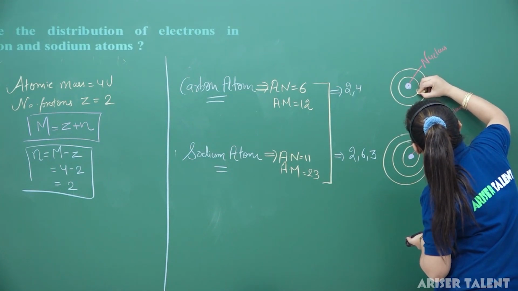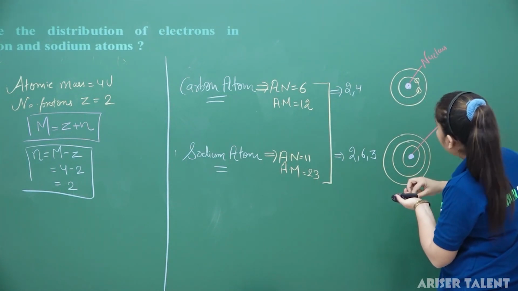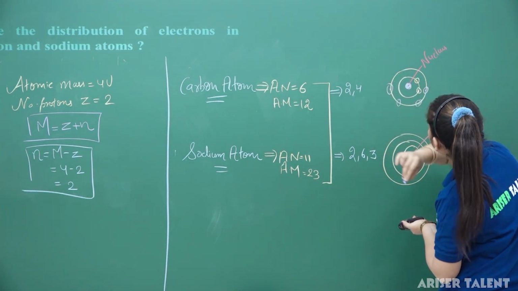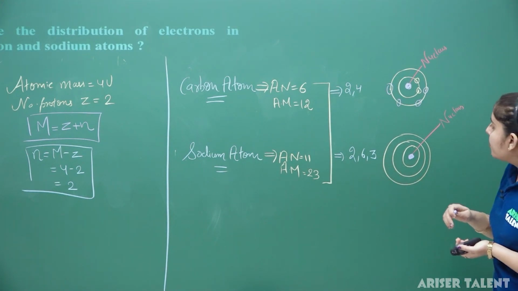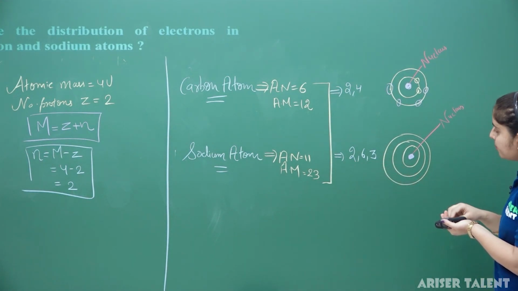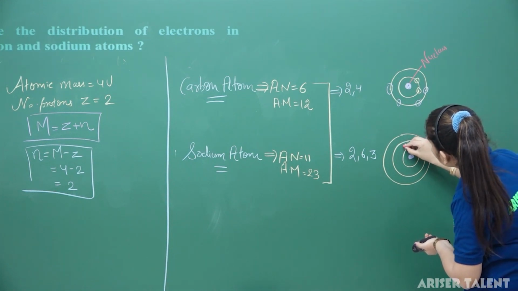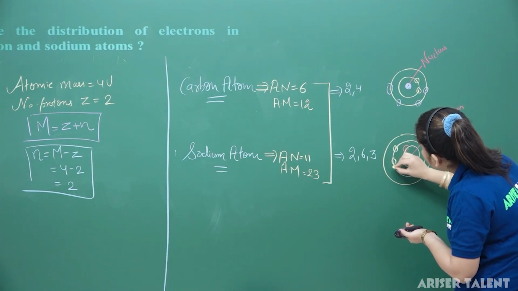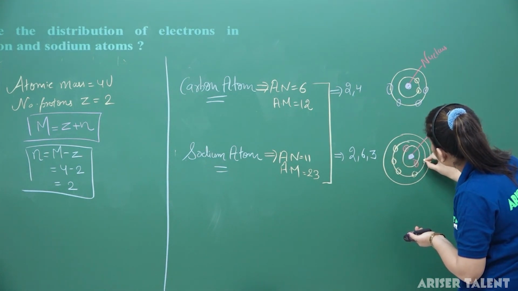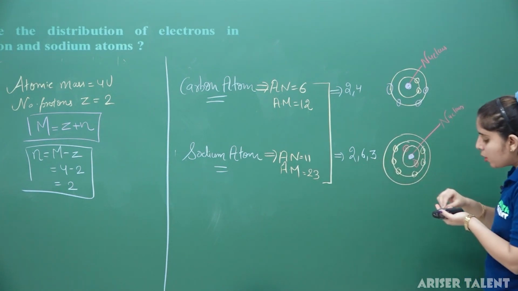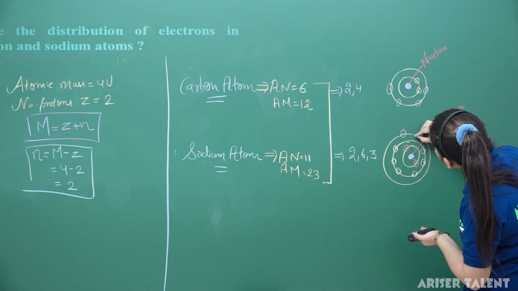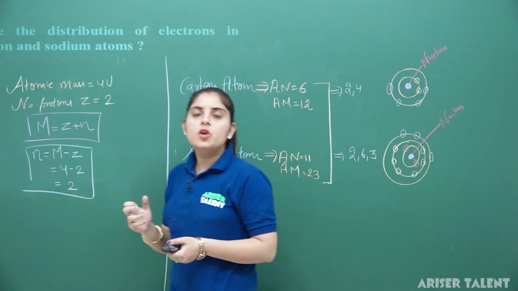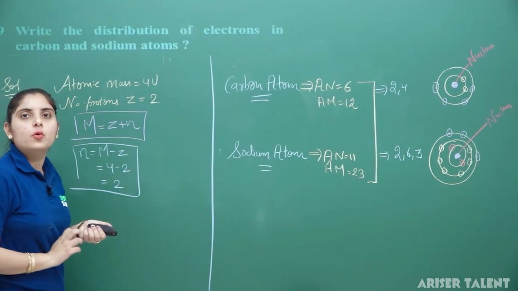So the 2 electrons will be present in K shell and the 4 electrons will be present in the outermost shell. Now talking about sodium, we have the electronic configuration 2, 6, 3. So we have 2 electrons in the K shell, 6 electrons in the L shell, and M shell will accommodate a maximum of 3 electrons. So the 3 electrons in the outermost shell. So here it is the distribution of electrons in case of carbon and sodium atom.